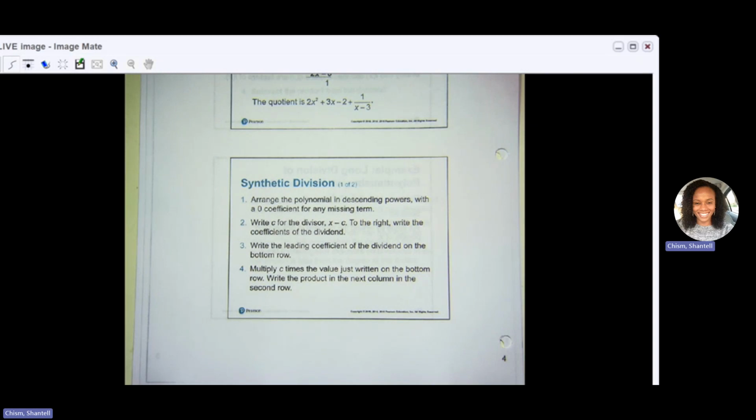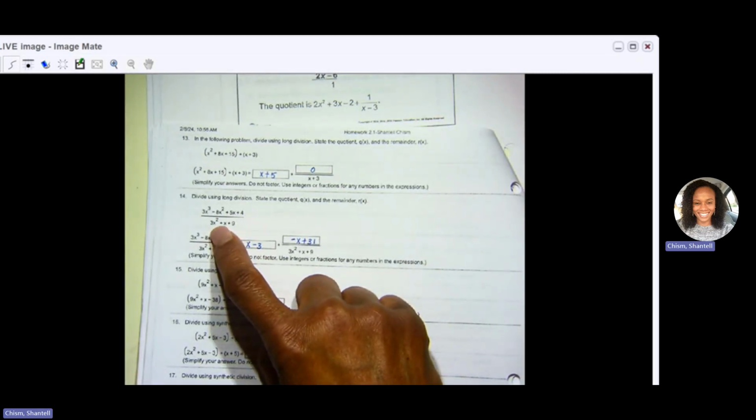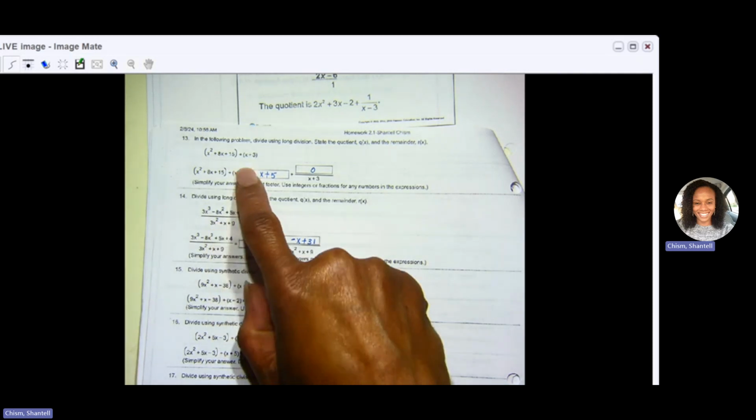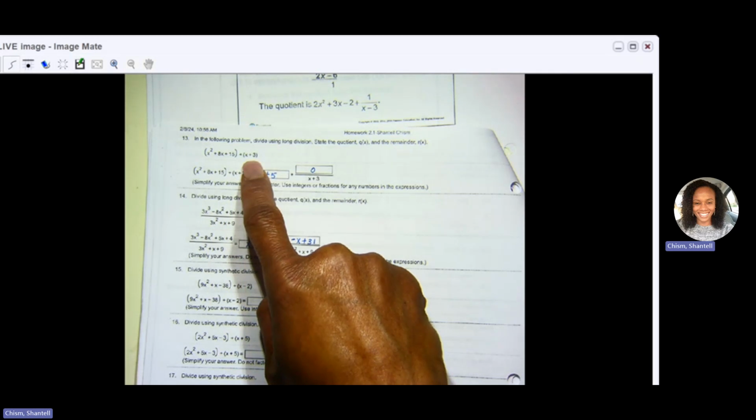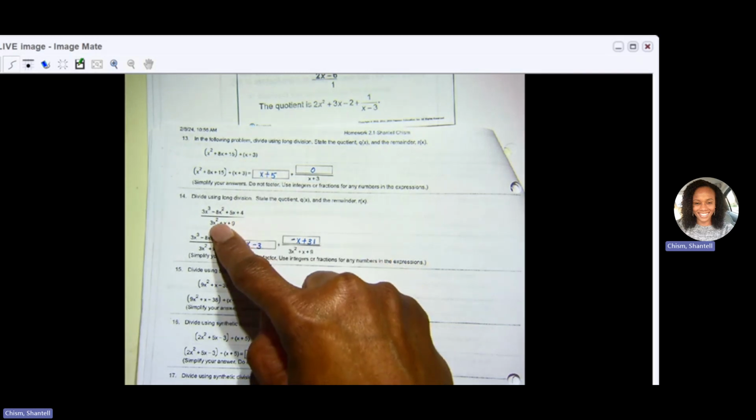For example, let me go back here. Remember we did number 14, long division. You couldn't use synthetic division on this one. We had to do long division on here. But number 13, we could have actually used synthetic division on this one because look at the divisor. Remember, the divisor is what you're dividing by. So as long as it's of the form x plus or minus a constant, you can use a shortened version of division. You can use the synthetic division. But if it looks anything like that, no, okay?